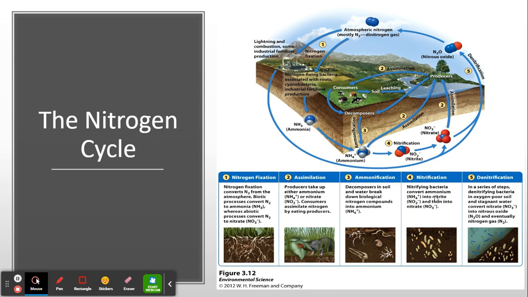Now, we've talked a lot about how we might take nitrogen from the atmosphere and cycle it through living things. How might it return back to the atmosphere? That would be through denitrification. This is another type of bacteria found in the soil, known as denitrifying bacteria. We can find them in very oxygen-poor soils or maybe in stagnant water. They're going to convert those nitrates, those NO3s, into nitrous oxide, N2O, and eventually into nitrogen gas, or N2, to start our cycle all over again.